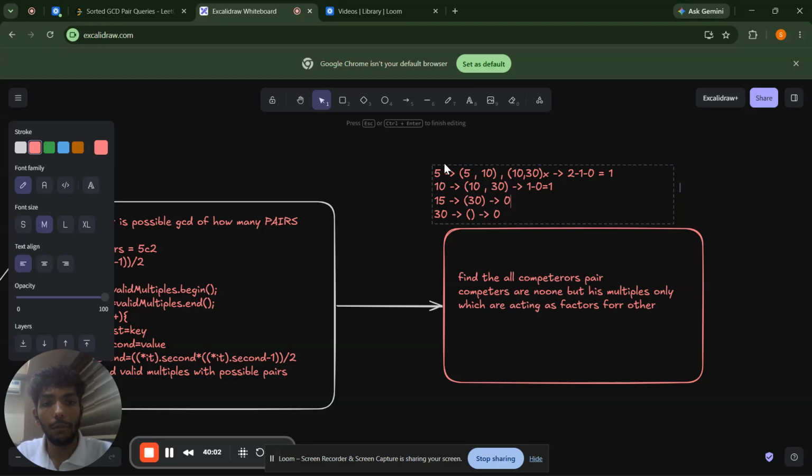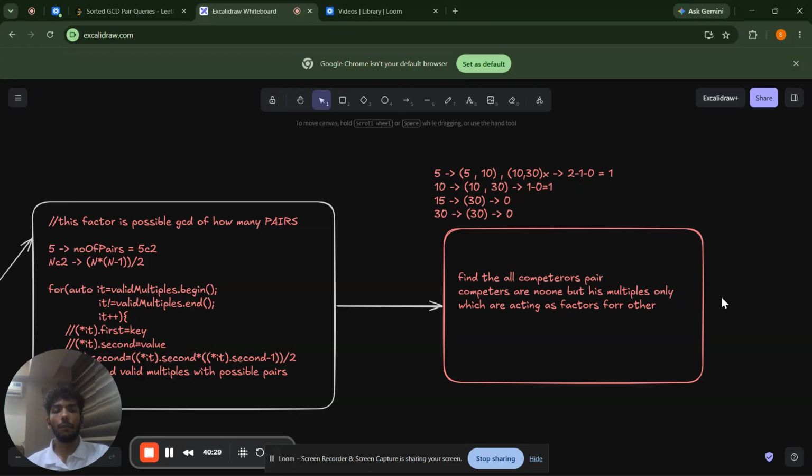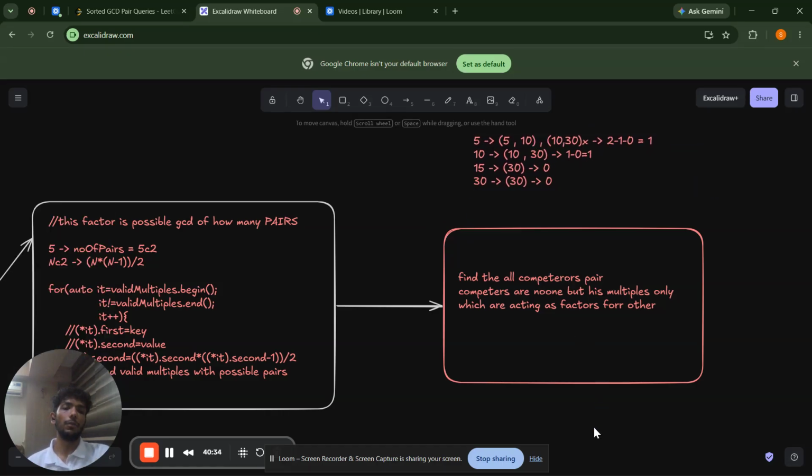So we will find all the competitor pairs. Competitors are no one but the multiples. Here 10, 15 and 30 are its multiples, which are acting as factors for others. Here 10 is acting as a factor for 10 and 30. 15 is acting as a factor for 30. 30 is a factor for 30, but he is not able to form a pair with anyone. So how will we do this?